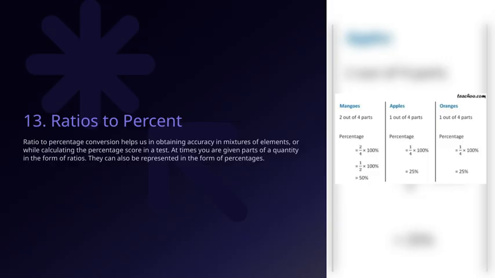Often, we're given parts of a whole in the form of ratios, and understanding how to convert these into percentages makes comparisons much more intuitive. Remember, ratios and percentages are just two ways of expressing the same relationship. It's all about how we choose to view the data. By mastering this conversion, we can better analyze and interpret various types of information, which ties back to our overall goal of making data more understandable and actionable.